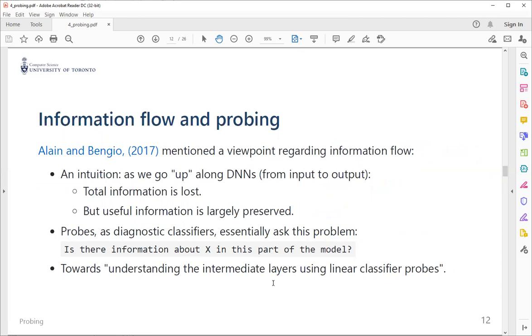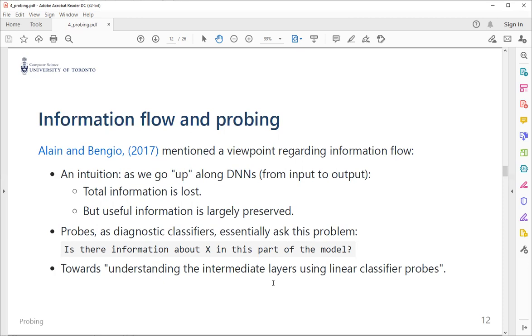So the intuition for forming this whole problem in terms of information theory sort of comes from this paper in 2017. They mentioned a viewpoint regarding the diagnostic classifiers. As we go up along the deep neural networks from the input to the output, the total information is lost because of the information processing inequality. We can't add information into a pipeline. We can only add noise and the total information is lost. But the useful information is largely preserved. So as we go up along the deep neural networks, the proportion of the useful information is actually increasing. So it might be easier for the diagnostic classifiers to extract the information.